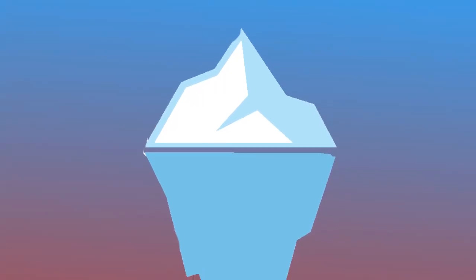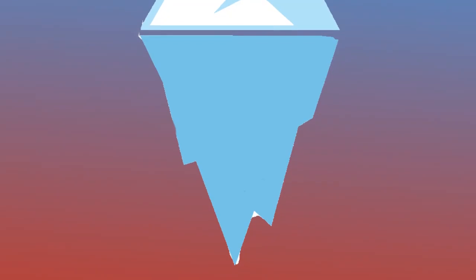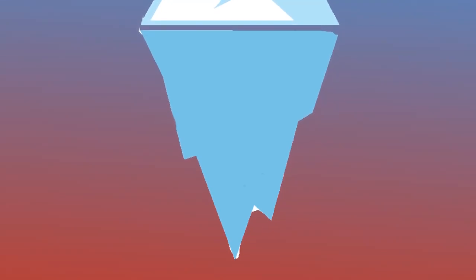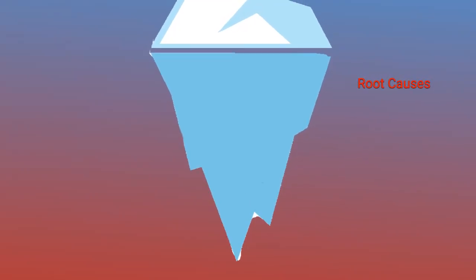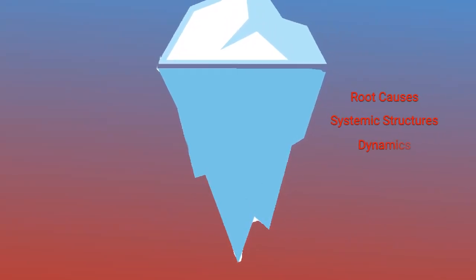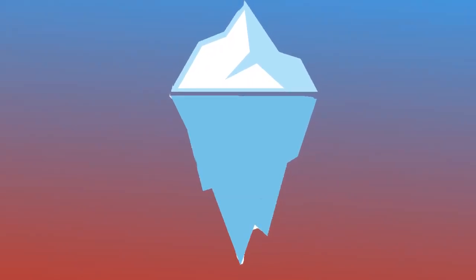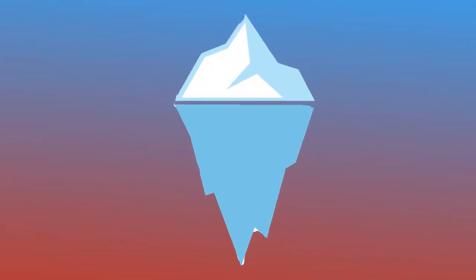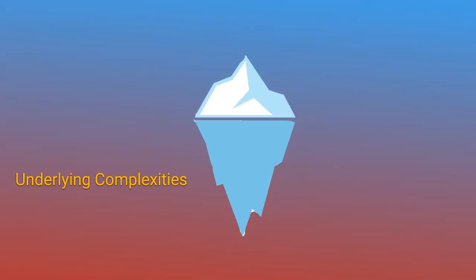Next, we have what is below the waterline. These are the hidden aspects. This represents the underlying and less obvious factors that influence the visible aspects. It includes the root causes, systemic structures, dynamics, and interconnections that drive the observed symptoms or events. Addressing issues at this level involves a deeper understanding of the underlying complexities and dynamics of the system.